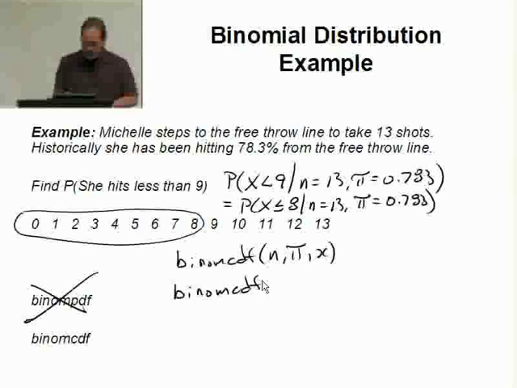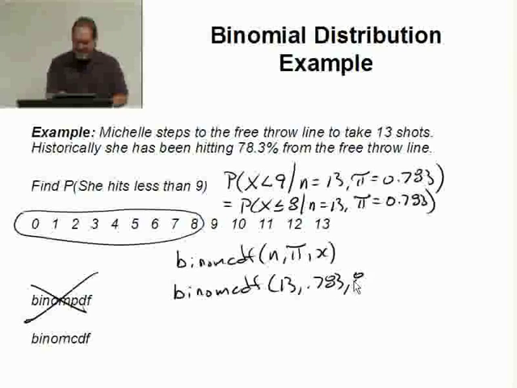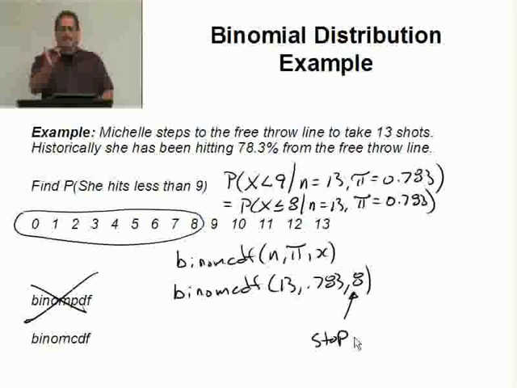Binom CDF, n is 13, pi is 0.783. X now, less than 9, is going to be 8. When I put in this number here, this is saying stop here, but include it. I'm going to stop at 8, but I'm going to include the probability of 8 in all that probability. It's going to add up 0 plus 1 plus 2 plus 3 on up to 8, all those probabilities. So let's take a look at the calculator real quick and see what we get.